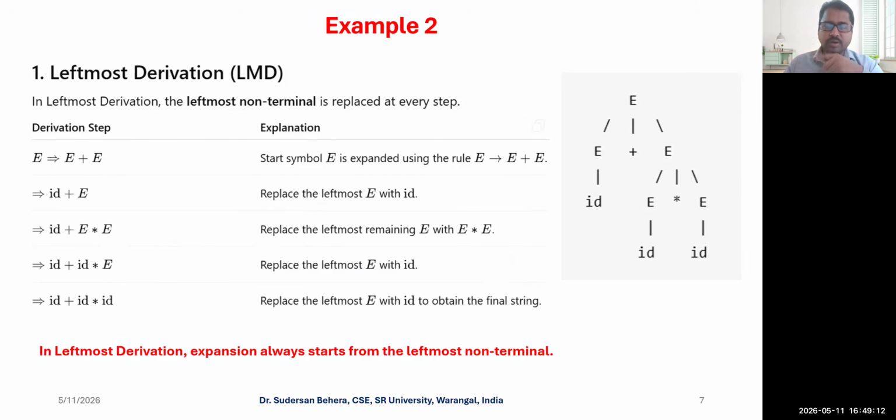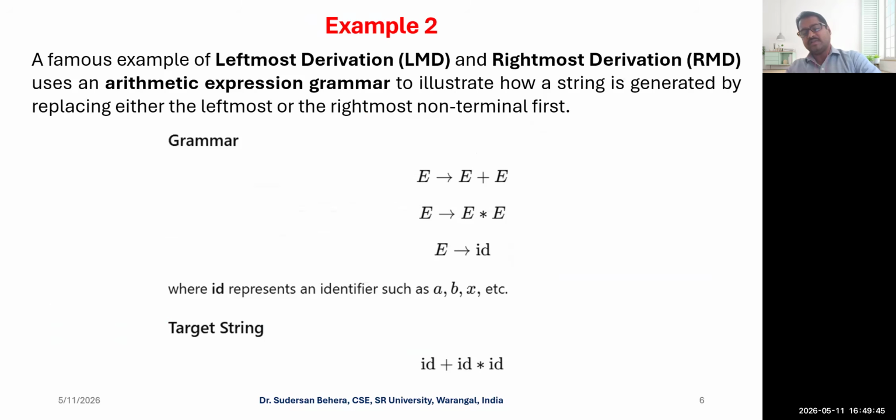ID plus ID into ID. How many operators? 2. How many operands? 3. So in order to get those 3 operands and 2 operators, here you got ID plus ID already. Now into E, that E needs to be replaced by ID, because E has a production E derives ID, right? That is the production you choose, and here you got the final string ID plus ID into ID. You see the target string given in the question.